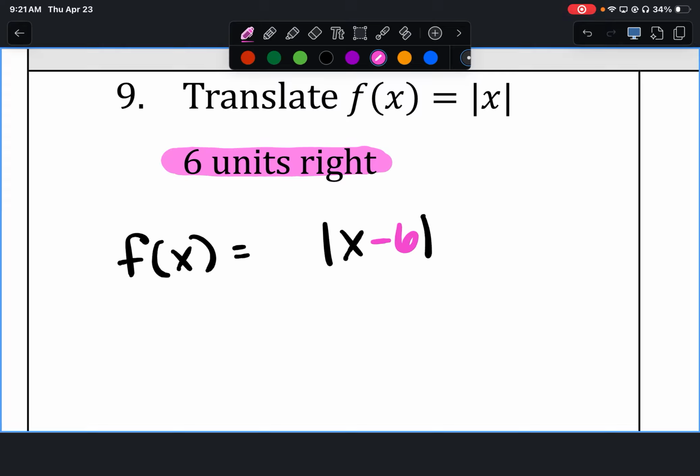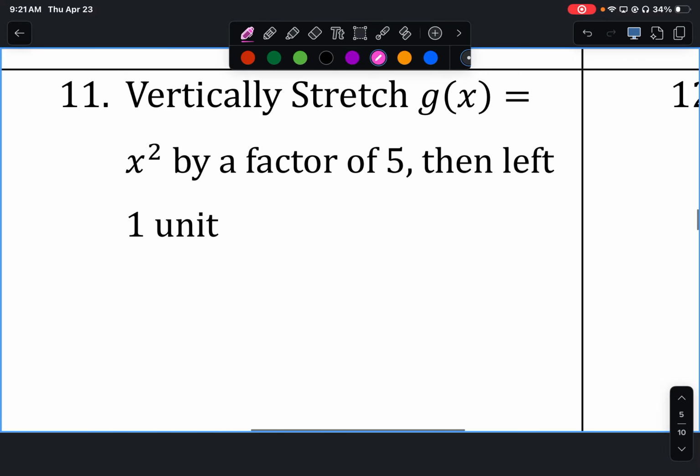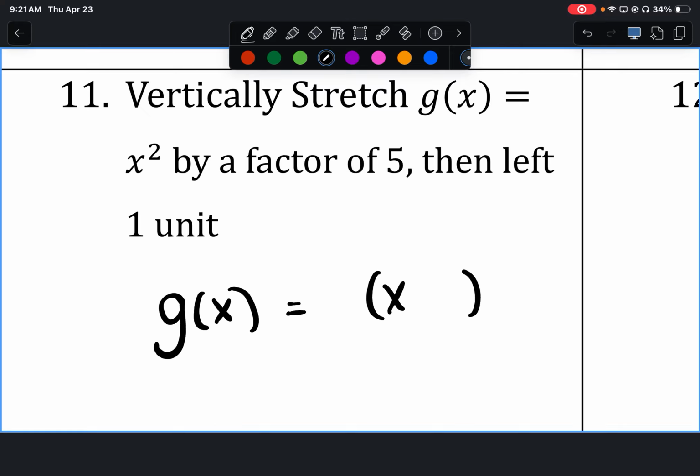All right, for number 11, we have a vertical stretch of g of x is equal to x squared. So that's our absolute value function as our quadratic. So we're going to go ahead and set up g of x is equal to x squared. And I'm going to leave room to write in there if I have some transformations. By setting it up like that first, it lets you do the exact same first step every single time and then just apply the rules and not have to do it as you go.